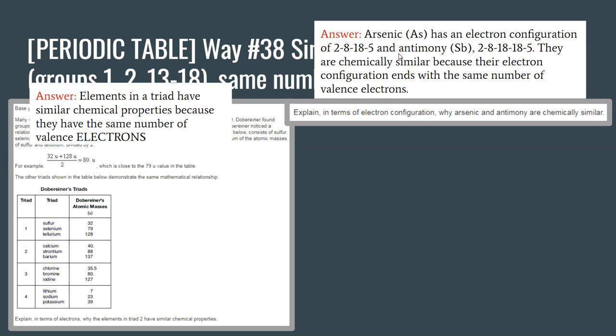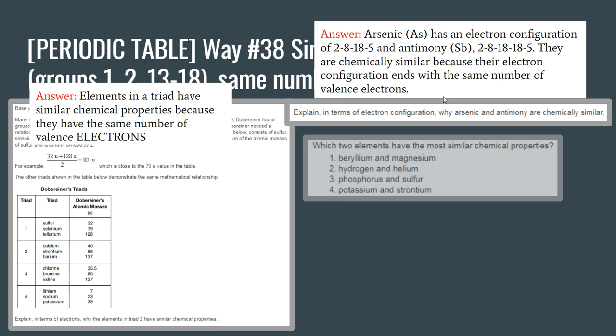Notice they both end in the digit 5. They are chemically similar because their electron configuration ends with the same number of valence electrons. So notice that my answer features the words electron configuration, and thus this answer would give you full credit. Basically, same valence electrons, same chemical properties.